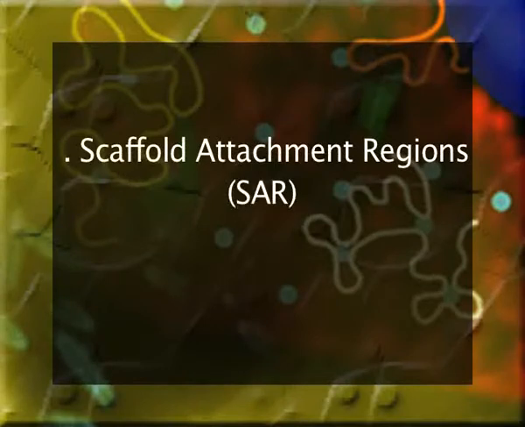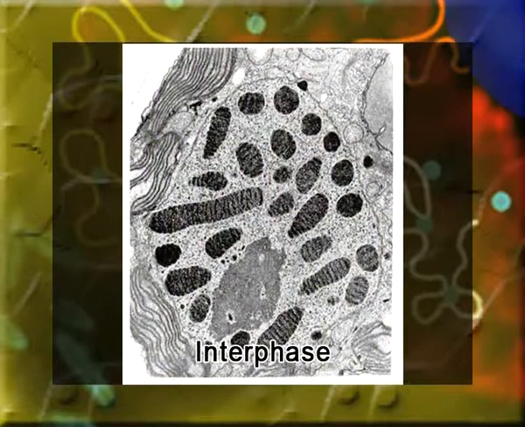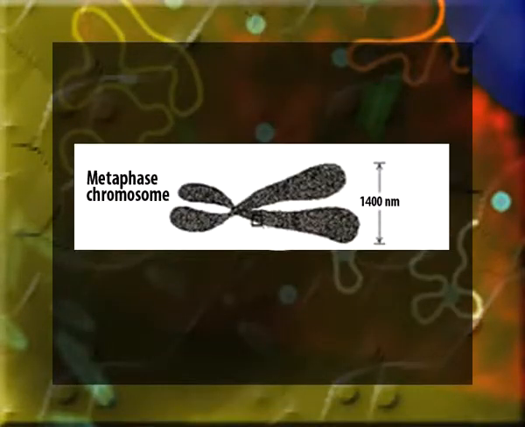Both initiation and continued replication of DNA occur in association with matrix proteins and topoisomerase II binding sites. The binding sites for topoisomerase II are called scaffold attachment regions, and matrix proteins bind matrix attachment regions. It is believed that the same sequence of DNA works as a matrix attachment region in interphase nuclei and as a scaffold attachment region in metaphase chromosomes.